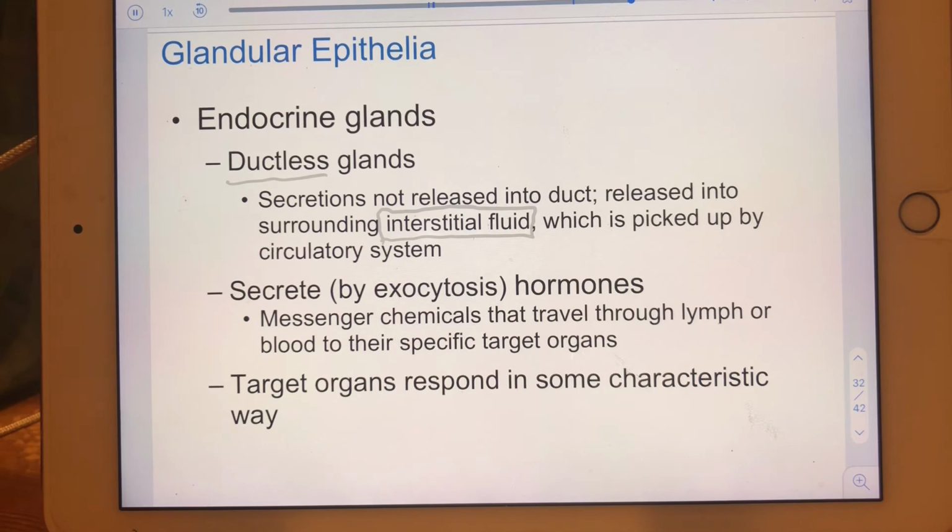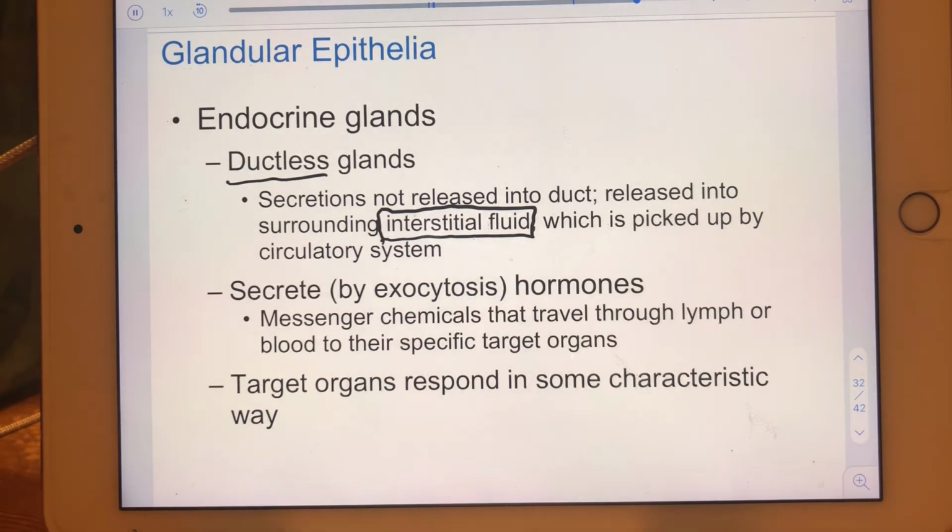Endocrine glands do not have ducts. There's no duct, no tube through which secretions travel to be released. Instead, we're going to release into surrounding fluid, and then those products are picked up from that fluid by blood, by the circulatory system. Surrounding fluid actually has a number of names, but this is probably the first time we're encountering any of them. The fluid in between tissues or in between cells is sometimes called interstitial fluid.